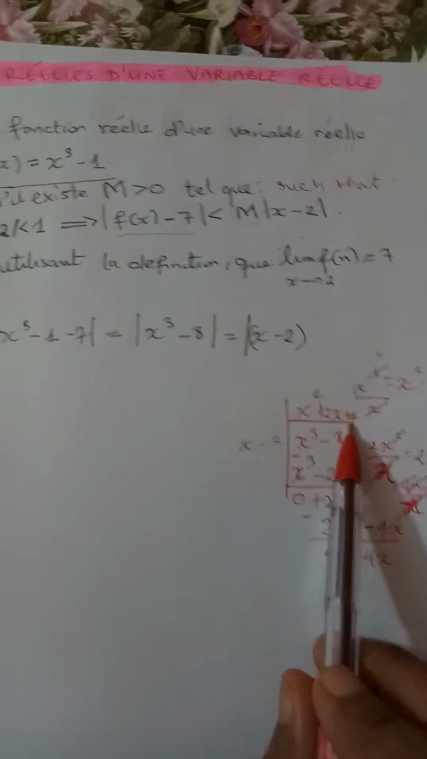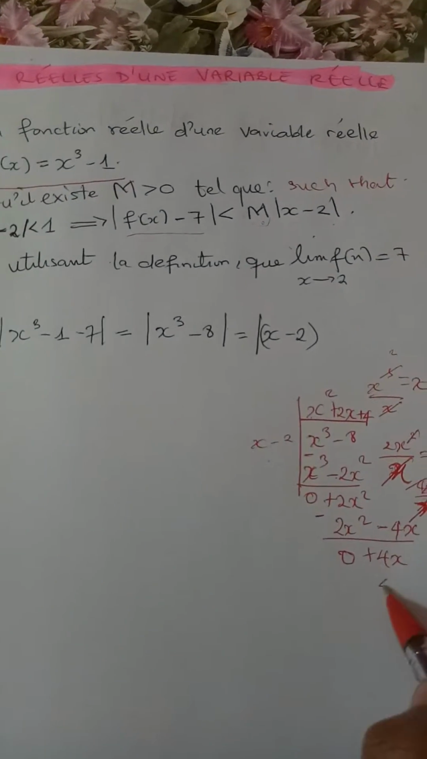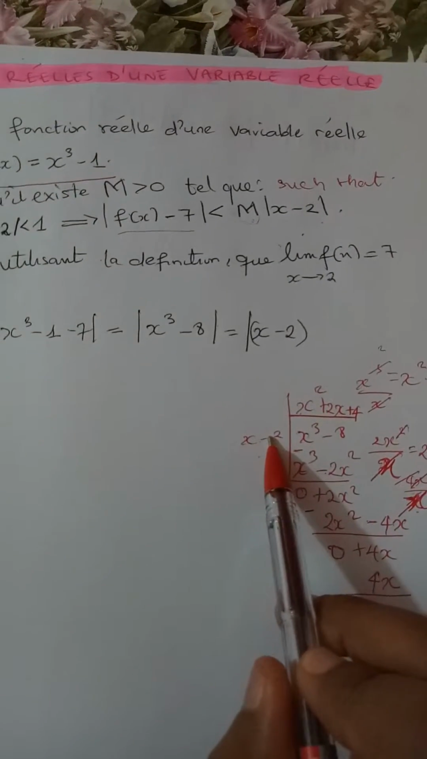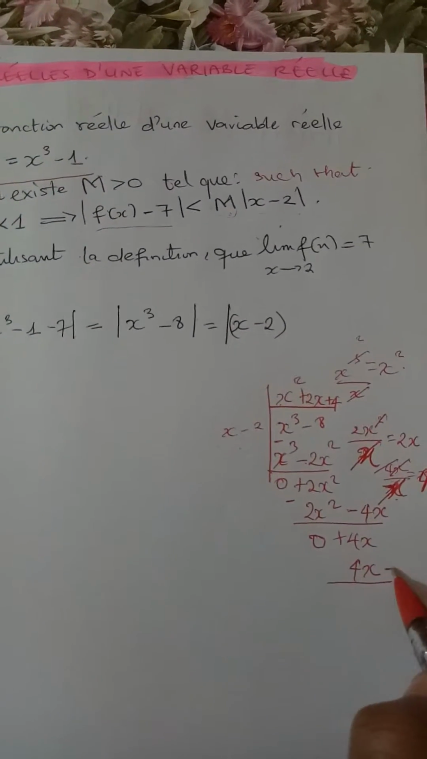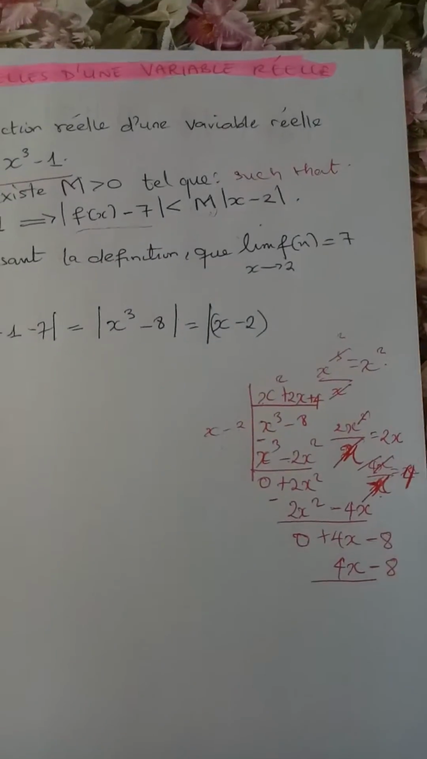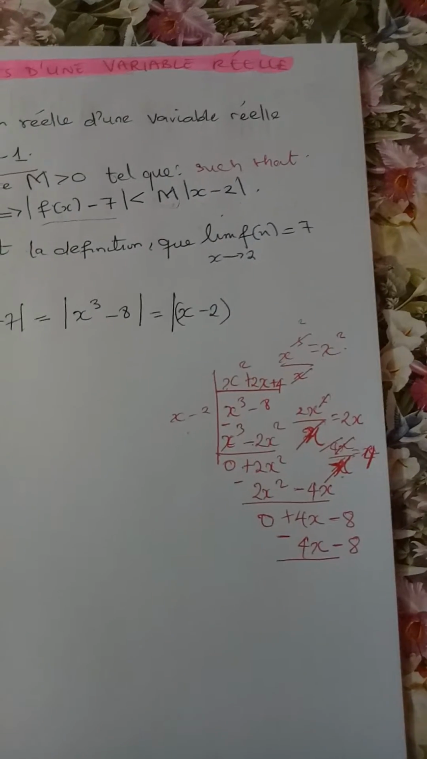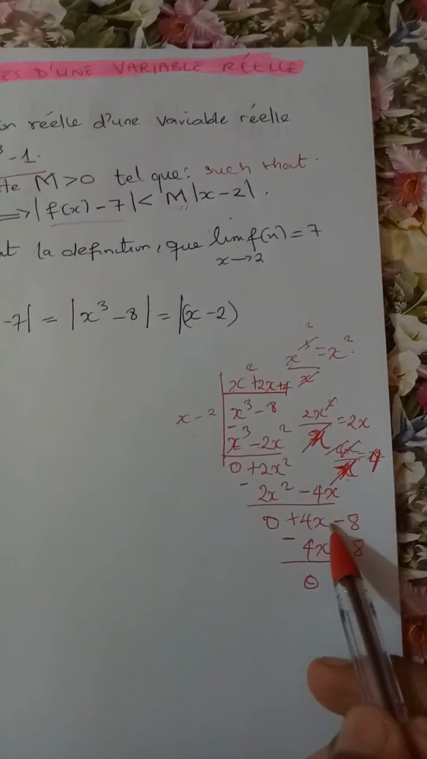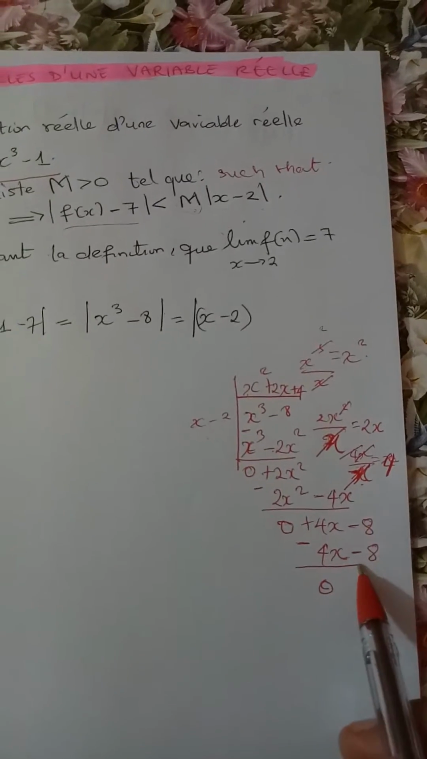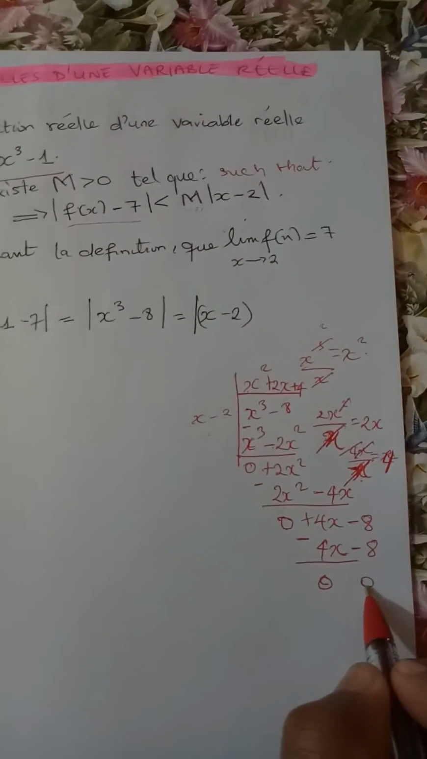Okay, so a positive 4 times x will give me 4x, and then a 4 times minus 2 will give me minus 8. Remember at the beginning we had our minus 8, so I have minus 8, and then I subtract. This will give me 0. So minus 8 minus minus will give you plus. So it's like you say minus 8 plus 8, which will also give you 0.